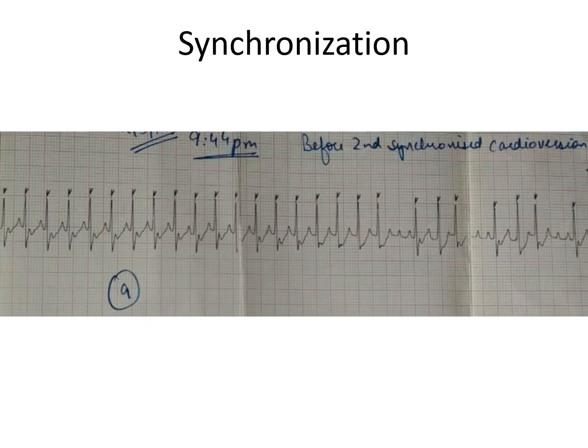So this ECG strip shows how, prior to synchronized cardioversion, the shock is administered in synchronization with the R waves. R waves have been marked here with these small arrows, and this is where the shock will be administered in synchronization with the R waves.